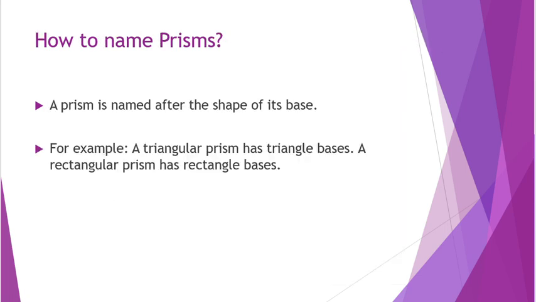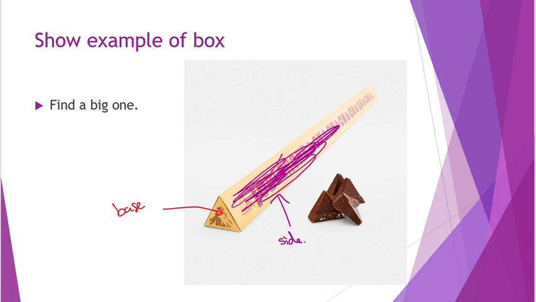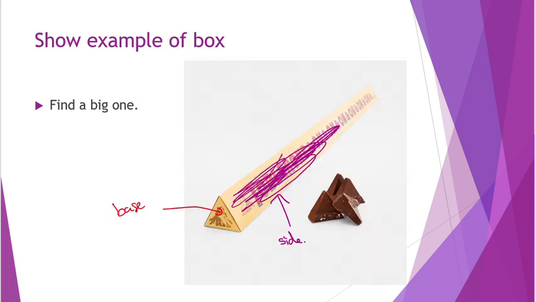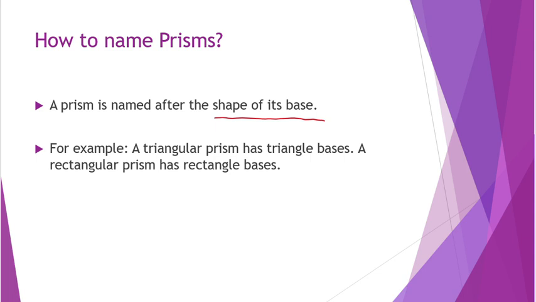So another thing you'll need to know is how to name prisms, okay? Most importantly, the prism is named after the shape of its base. Whatever the shape of the base is, you call it that specific 2D shape and then add prism to the end. Over here, I have a triangular prism. It's called that because it has triangle bases. And a rectangular prism has rectangle bases. Referring back to our Toblerone here, we have a triangular base, so we call that a triangular prism, okay?